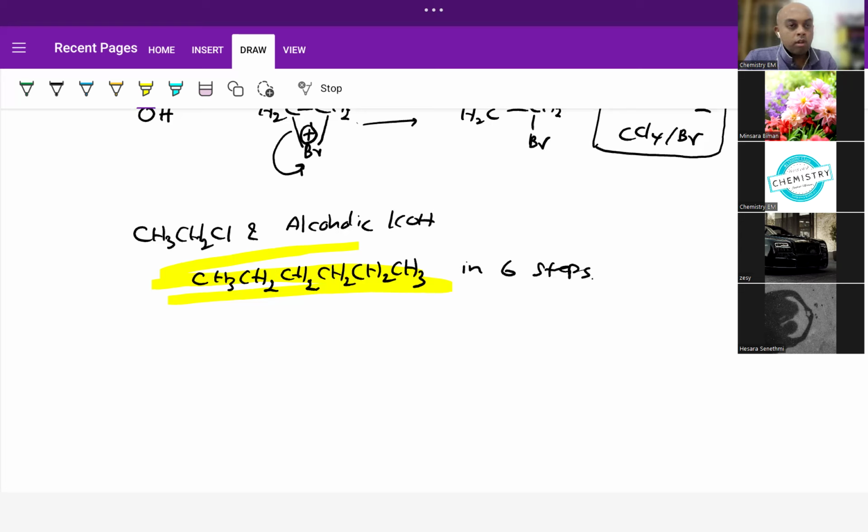Let's look at this. That's a question. It means we need to convert CH3CH2Cl into the one which is mentioned. Yes, you need to convert CH3CH2Cl into the one which is mentioned.